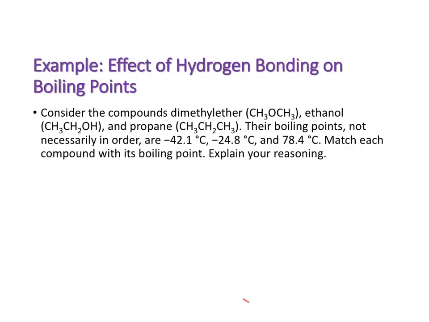So now we're going to look at the effect of hydrogen bonding on boiling points. We have these three compounds, dimethyl ether, ethanol, and propane. Their boiling points, not necessarily in order, are -42, -24, and 78. Match each compound with its boiling point. So what we have to notice is the types of bonds that we have in these formulas. These are condensed formulas that show you how things are bonded.